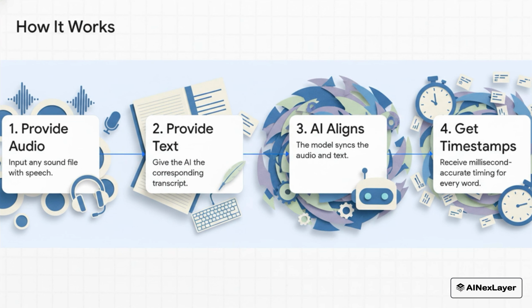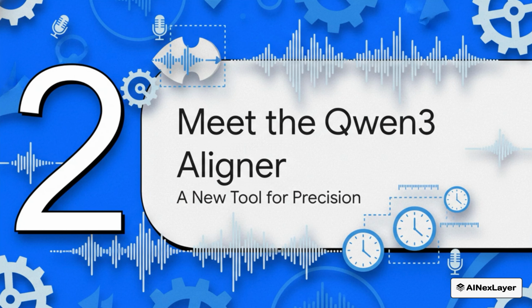And here's the best part. It's incredibly simple to use. You just start with your sound file, you feed it the text that's spoken in that file, and then the AI does all the heavy lifting. What you get back is this beautiful, clean list of every word, each one with its own super precise start and end time. Now, this kind of tech has been around for a bit, but a new model just dropped that takes this whole thing to a completely different level.